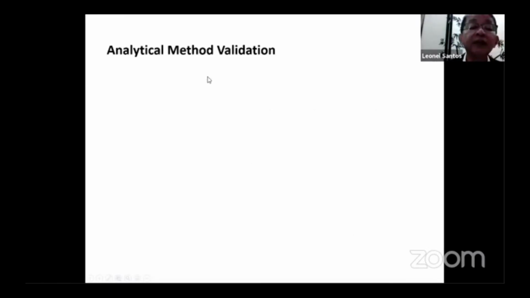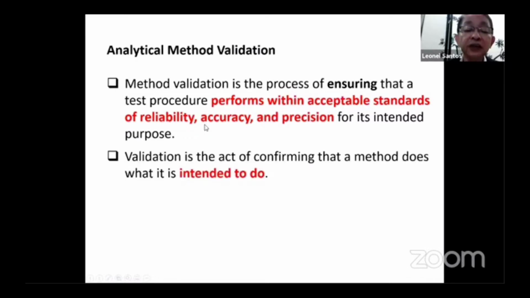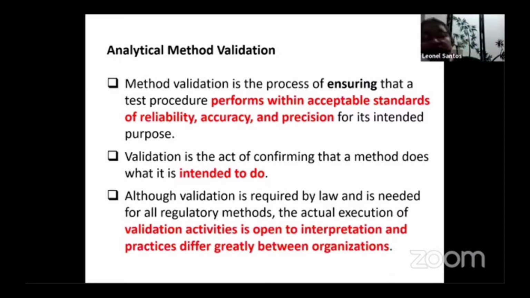So analytical method validation is actually performing within the acceptable standards of reliability, accuracy, and precision for its intended purpose. So validation is the act of confirming that the method does what it intends to do. Also, the validation guideline in general chapter 1225 is a guideline, but as indicated here, validation activities are open to interpretation and practices differ greatly between organizations.